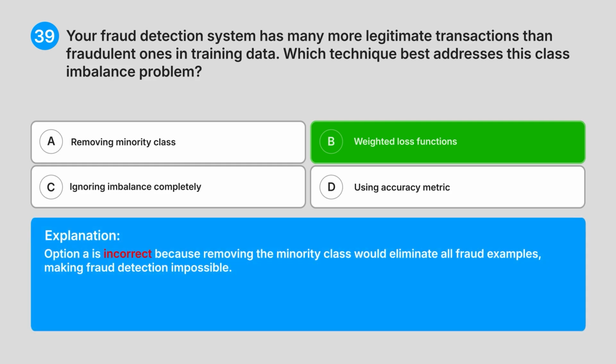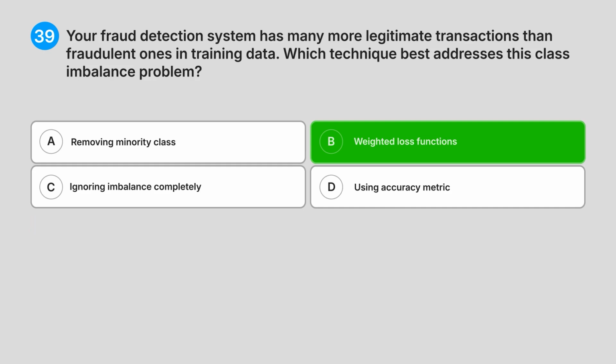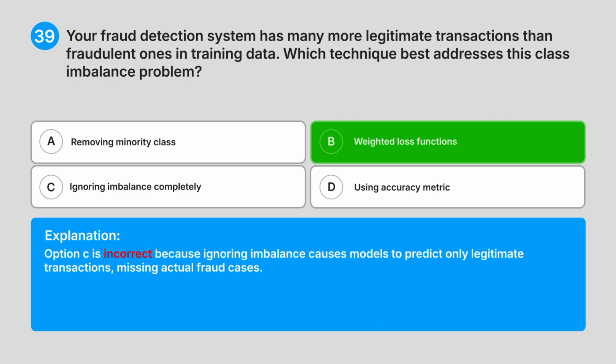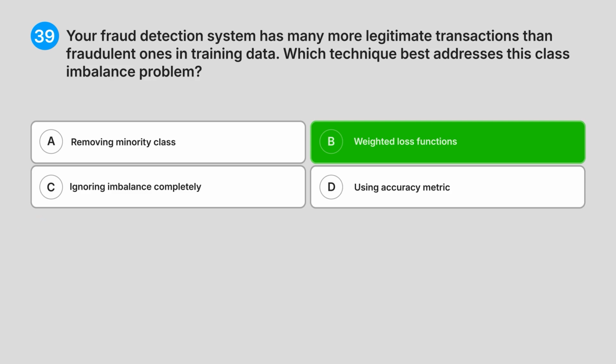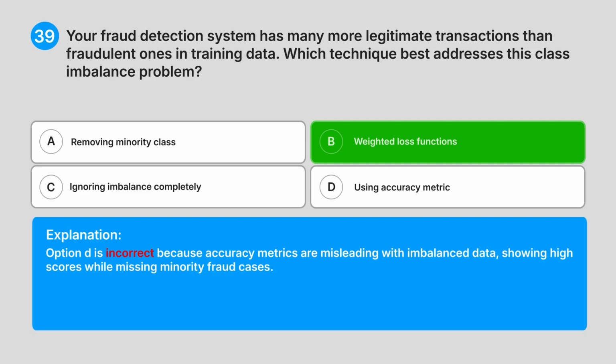Option A is incorrect because removing the minority class would eliminate all fraud examples, making fraud detection impossible. Option C is incorrect because ignoring imbalance causes models to predict only legitimate transactions, missing actual fraud cases. Option D is incorrect because accuracy metrics are misleading with imbalanced data, showing high scores while missing minority fraud cases.